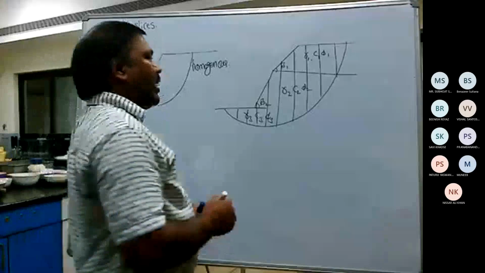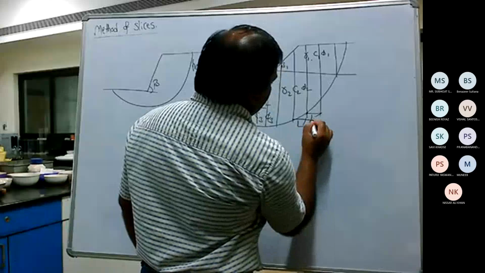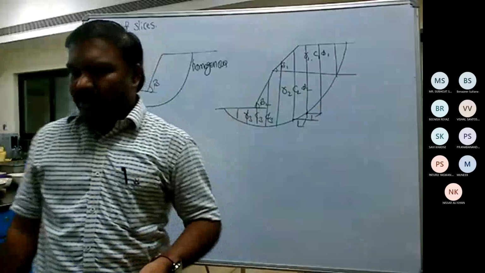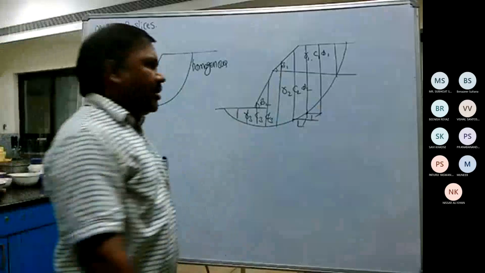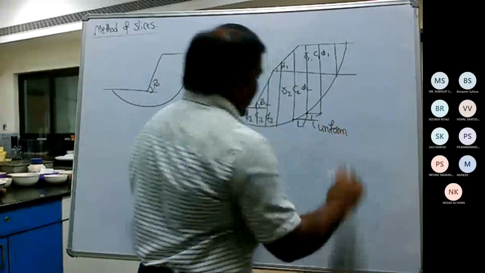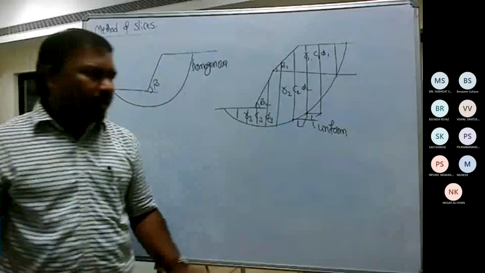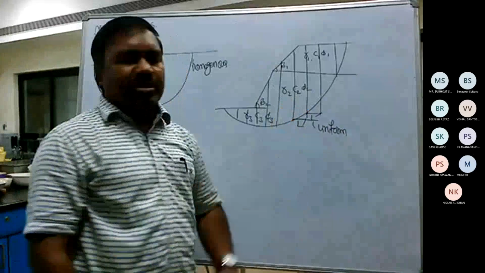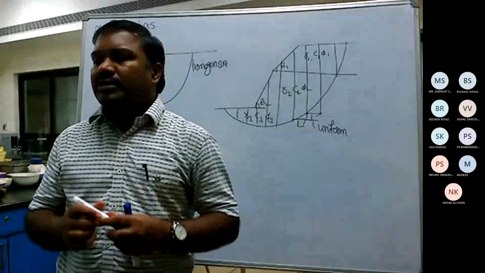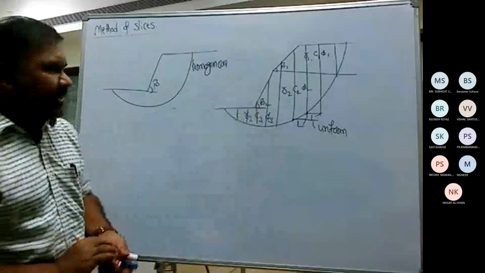Another thing is the width of each slice. Either you assume uniform or non-uniform, it doesn't matter. But most of the methods say that if you assume uniform width, it is a little bit advantageous in the calculation. But there is no impediment to assuming non-equal width of the slice. You are still allowed to assume unequal width of the slice. Everything is welcome in the method of slices.